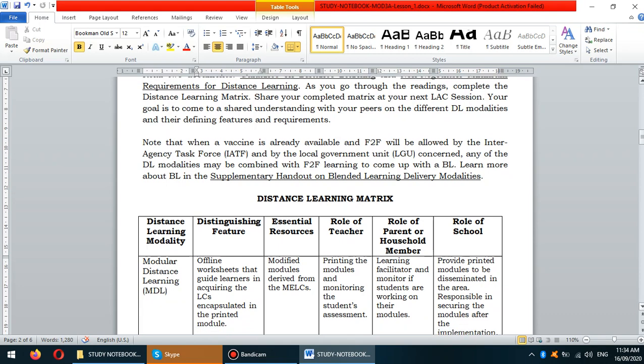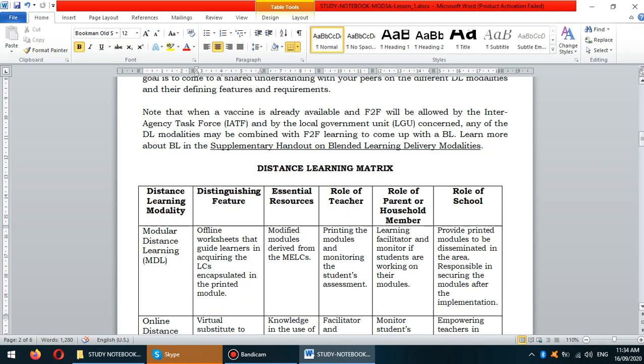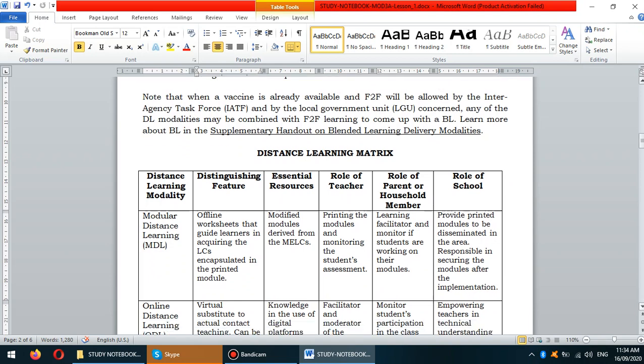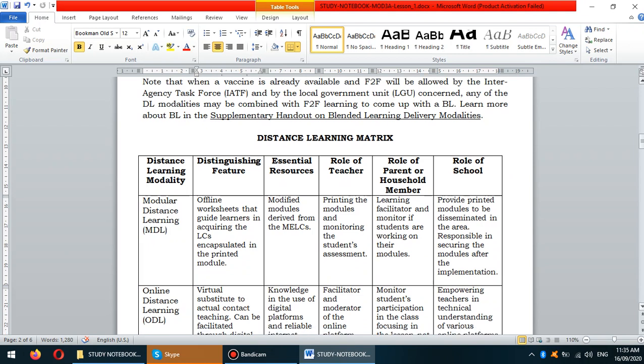features and requirements. Note that when a vaccine is already available and face-to-face will be allowed by the Interagency Task Force and by the local government unit concerned, any of the DL modalities may be combined with face-to-face learning to come up with a blended learning. Now, learn more about blended learning in the supplementary handout on blended learning delivery modalities.